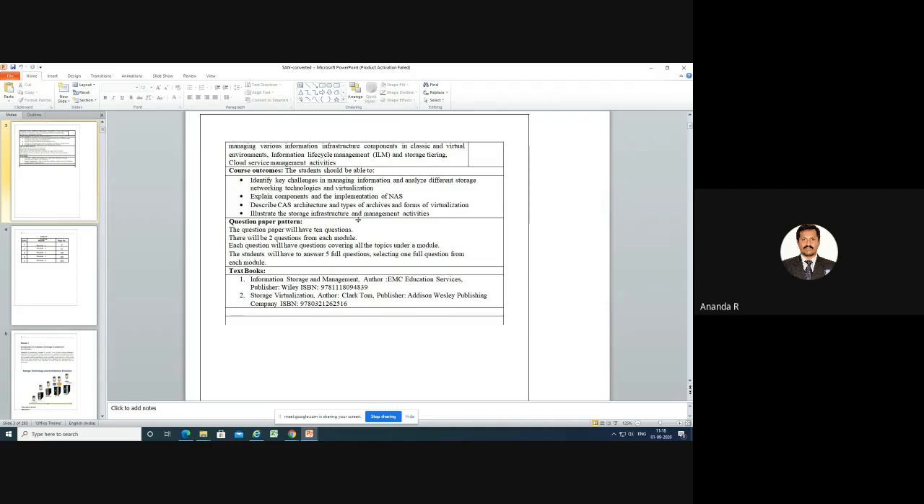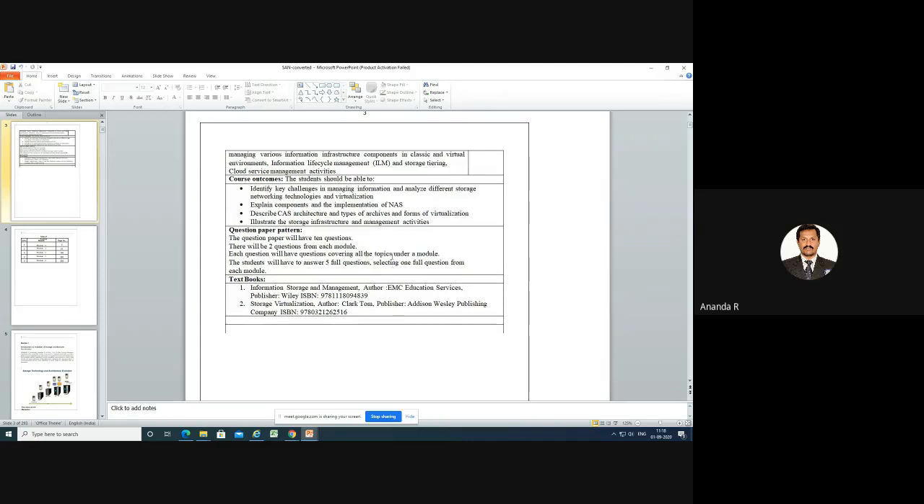Also, I already explained the course outcomes of our SAN course. Identify key challenges in managing information and analyze different storage networking technologies and virtualization. Then explain components and the implementation of NAS. Then describe the CS architecture and types of architecture from virtualization. Illustrate the storage infrastructures and managing activities. So these are some of the course outcomes. After studying this course, what you want to understand out of the course is called a course outcome.